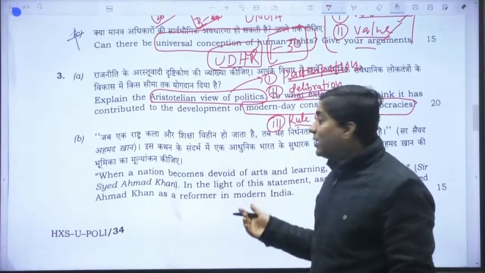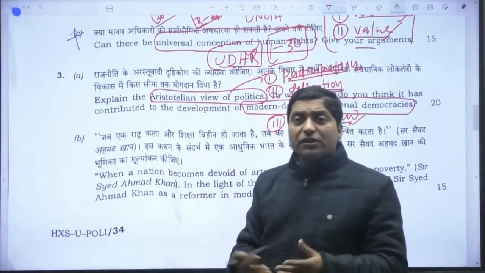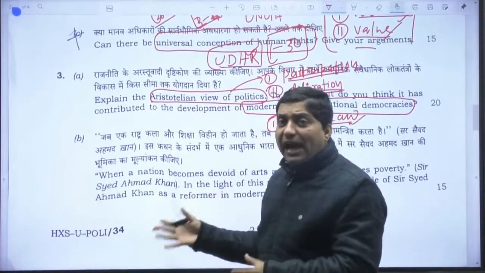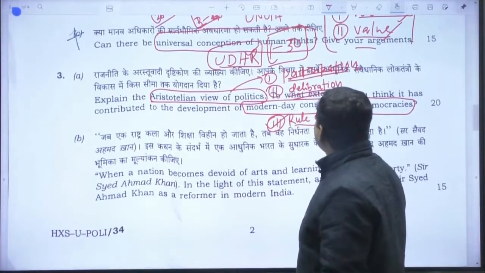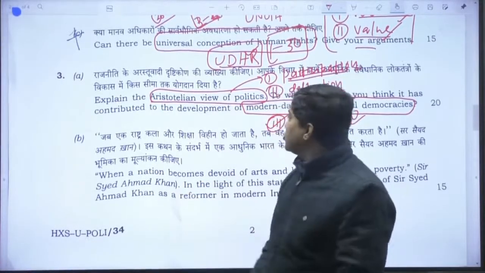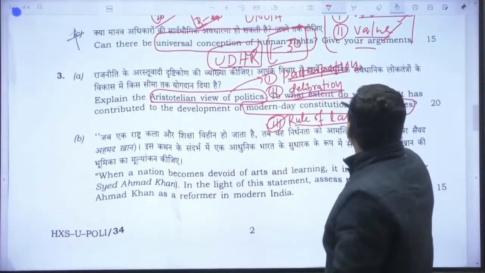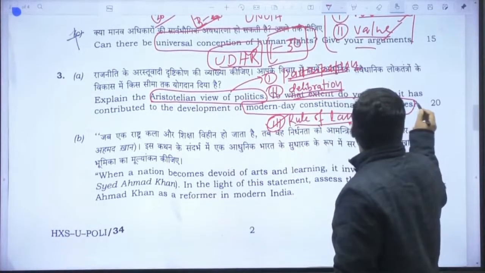So law should be in the form of a constitution, or in the form of any bill or any act. So law is very important for any state. That is the major view of Aristotelian politics. Now, to what extent do you think it has contributed to the development of modern day constitutional democracy?